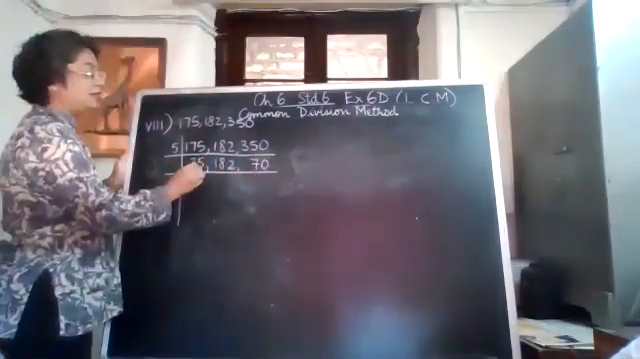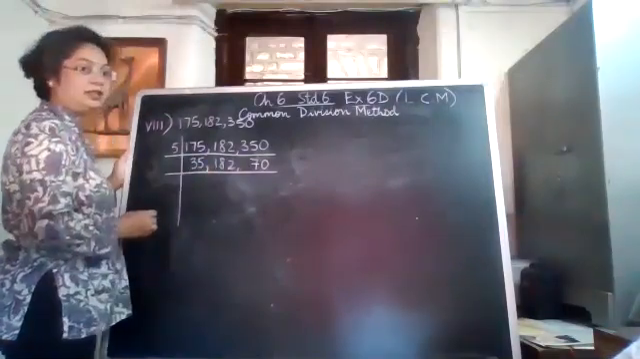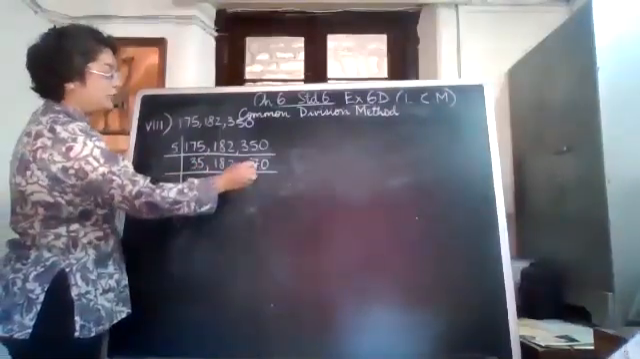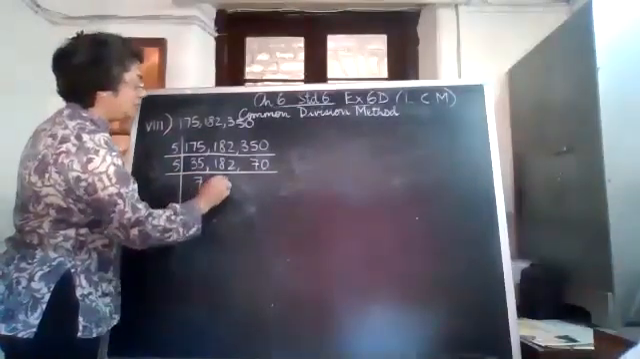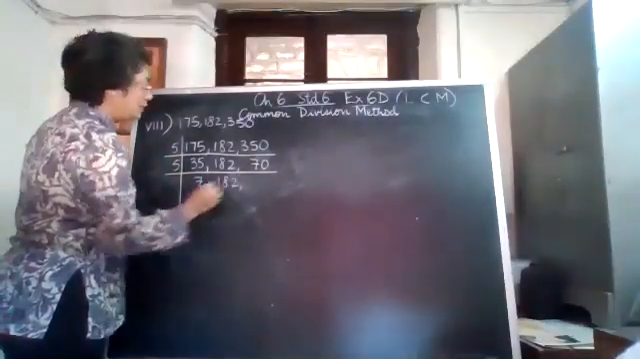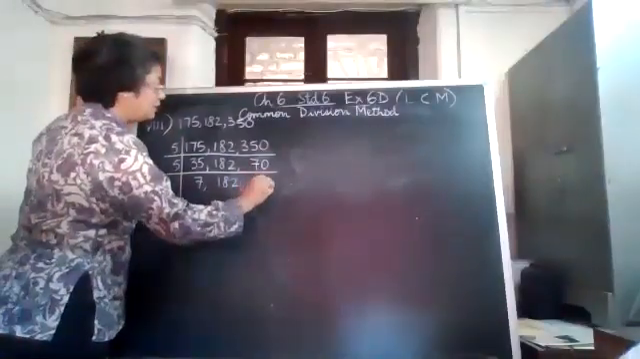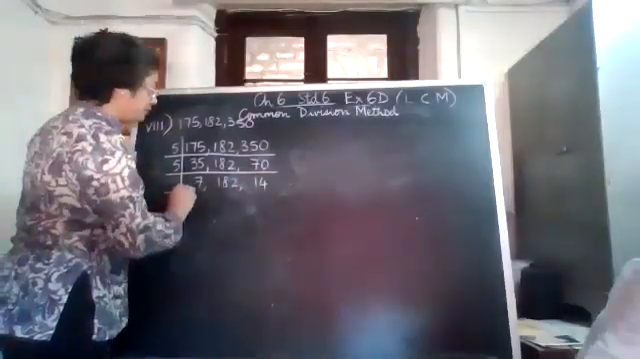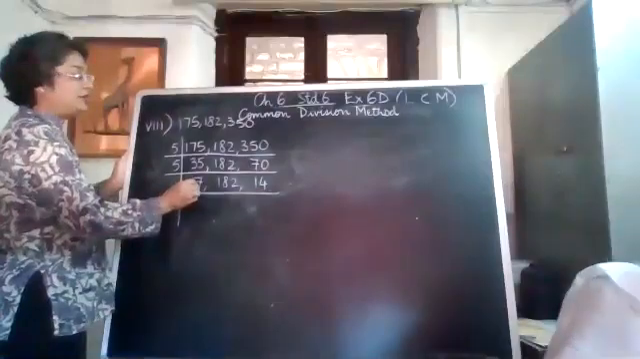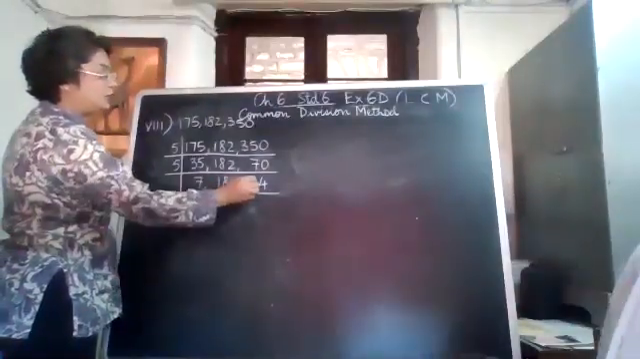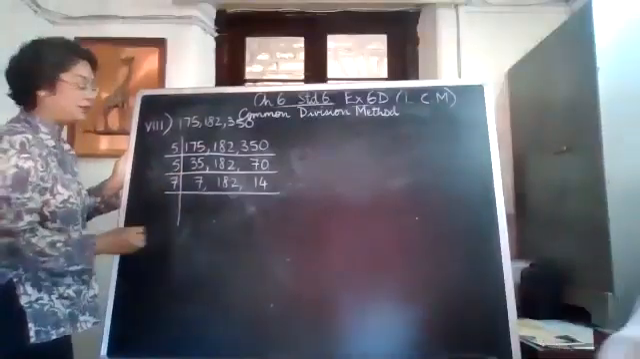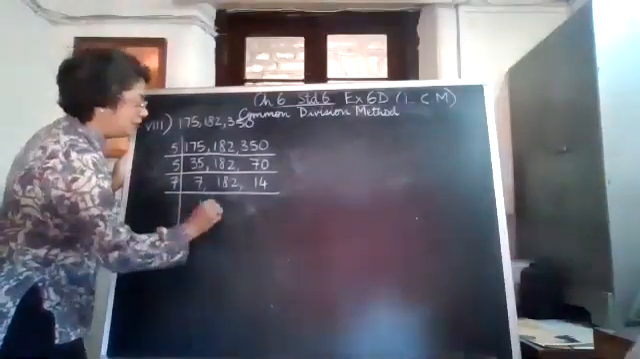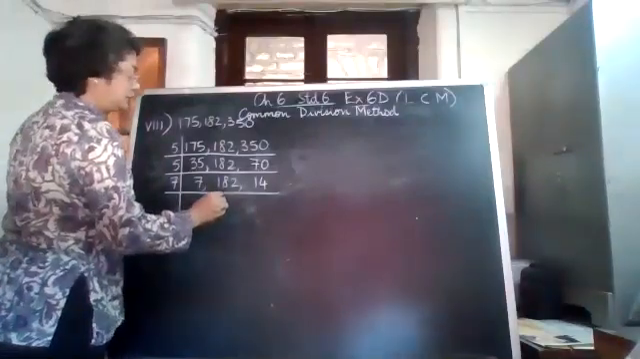Again, I see this is ending in 5 and 0. Again, these two numbers will go by 5. 5 7s are 35. 182 doesn't go. Bring it down. 5 1s are 5. 5 4s are 20. Now I have 7 and I have 14. I know 7 2s are 14. So what do I use? I use the number 7. 7 1s are 7.